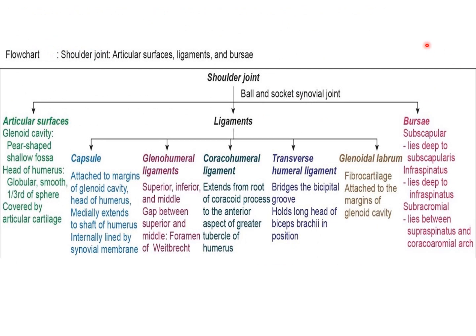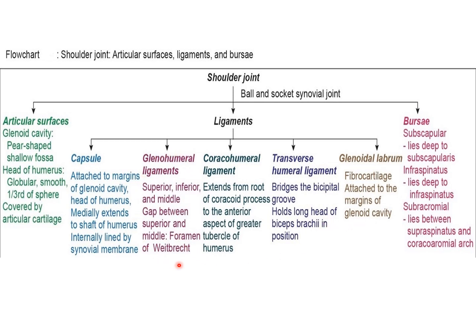So this is the summary of the shoulder joint with articular surfaces and its ligaments. Quickly, the articular surfaces are the glenoid cavity and the head of the humerus, which forms one third of a sphere, and the glenoid cavity is a shallow pear-shaped fossa. The ligaments being the capsule, which is thin, lax and loose, the glenohumeral ligament, the coracohumeral ligament, the transverse humeral ligament, and the glenoid labrum, which is a fibrocartilage which deepens the shallow cavity into a cup-shaped structure.